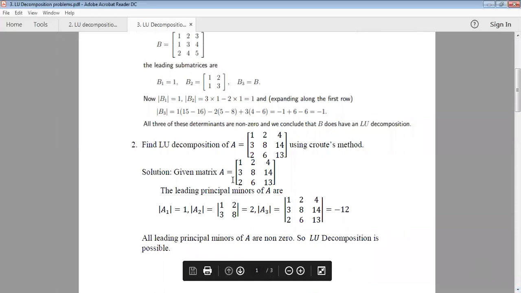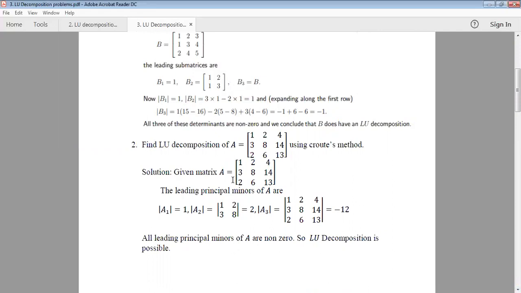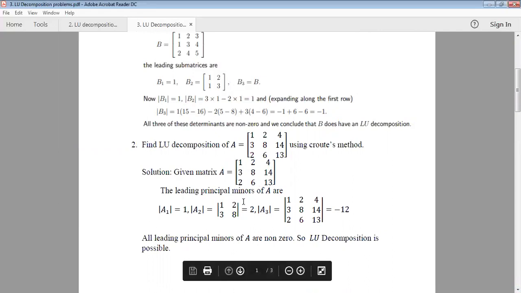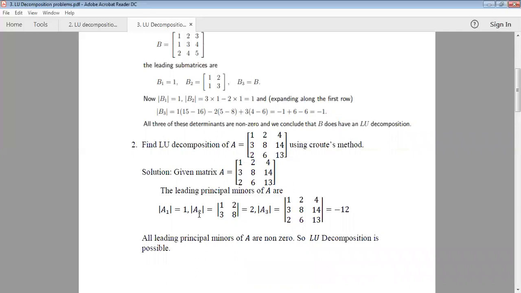Given matrix A equals [1, 2, 4; 3, 8, 14; 2, 6, 13]. Now I am checking whether the matrix A is factorizable or not. For that I am considering the leading principal minors of A. The leading principal minors of A are 1 only, and the leading principal minor of order 2. For this you have to delete the last row and last column and calculate the determinant of the remaining matrix. So the determinant of [1, 2; 3, 8] equals 8 minus 6 equals 2.